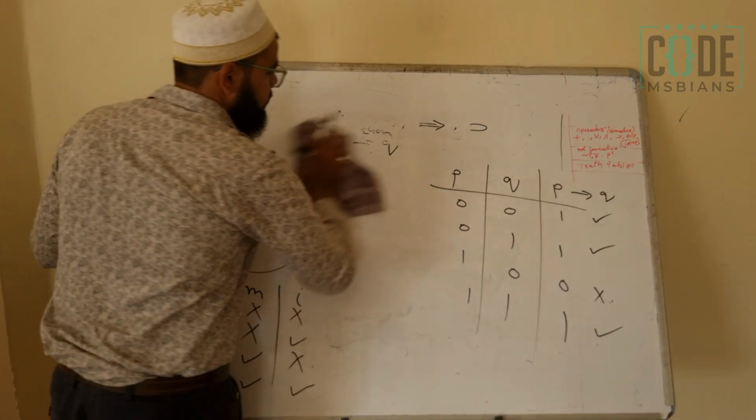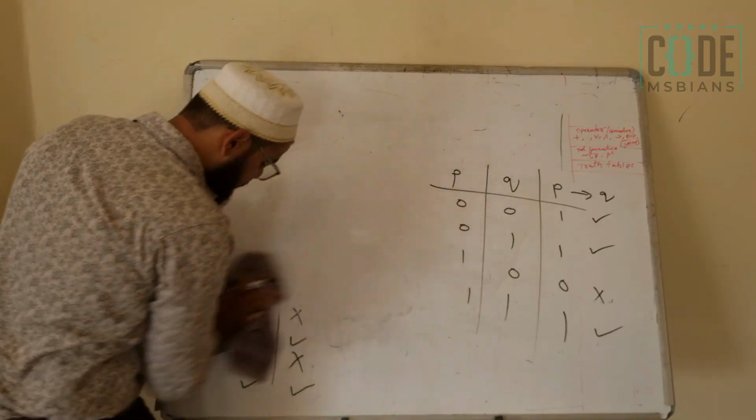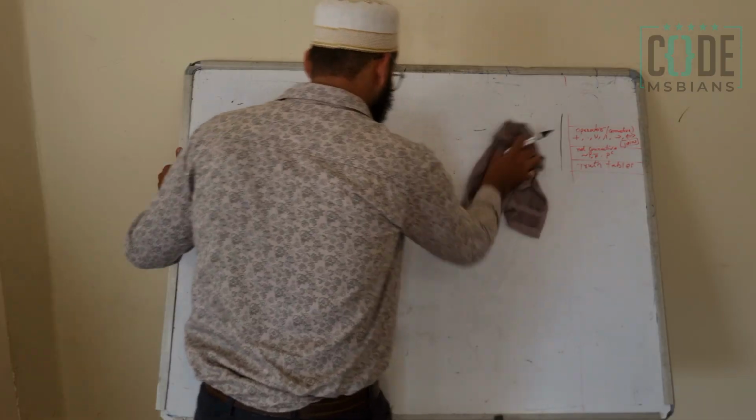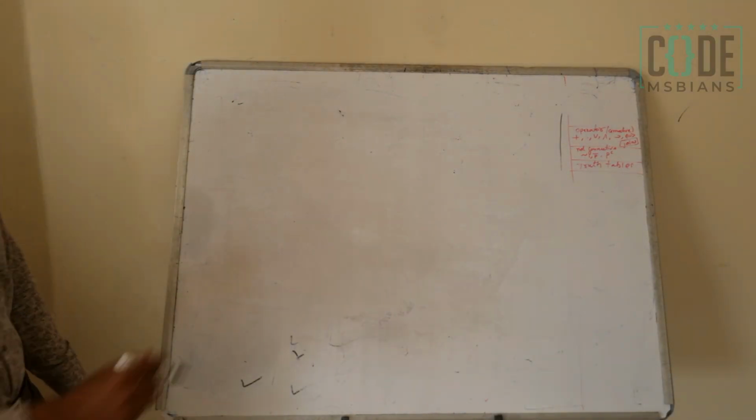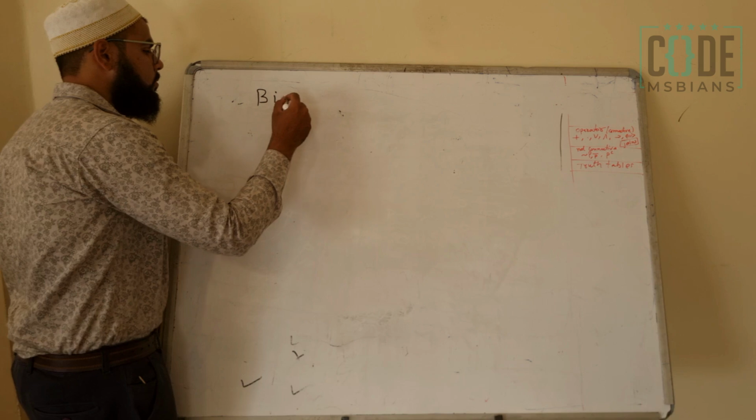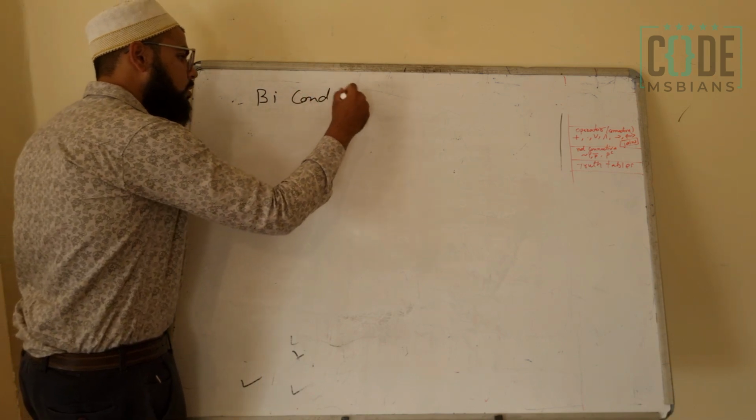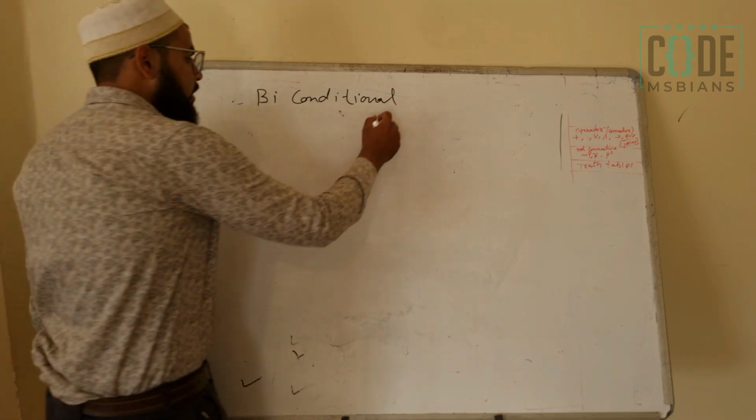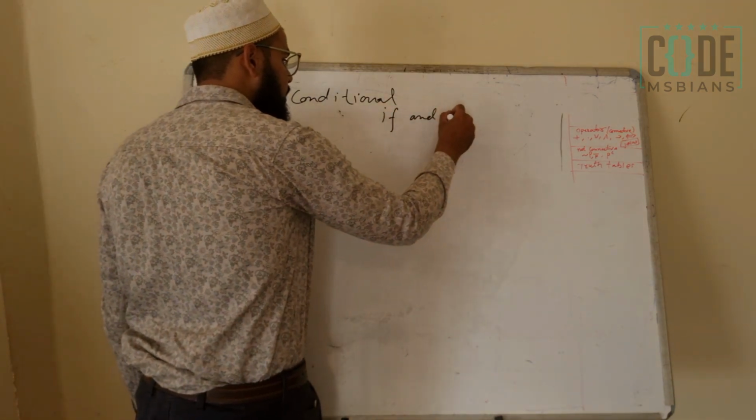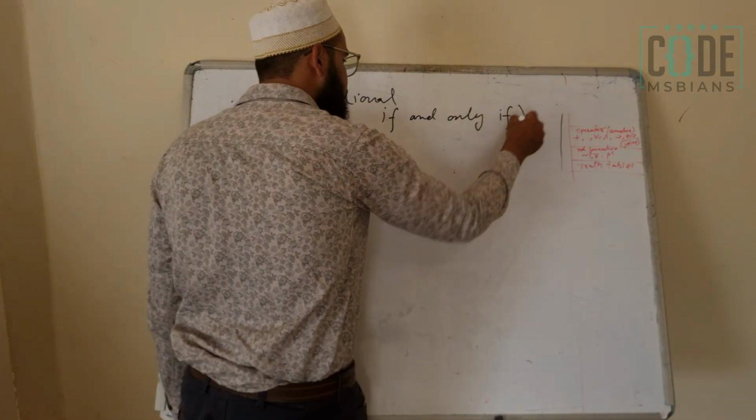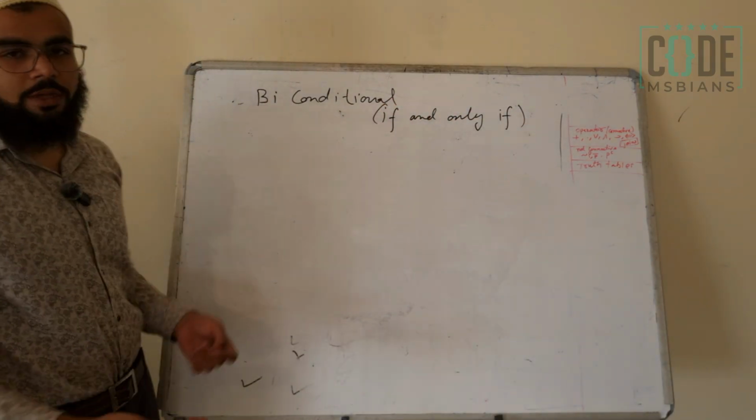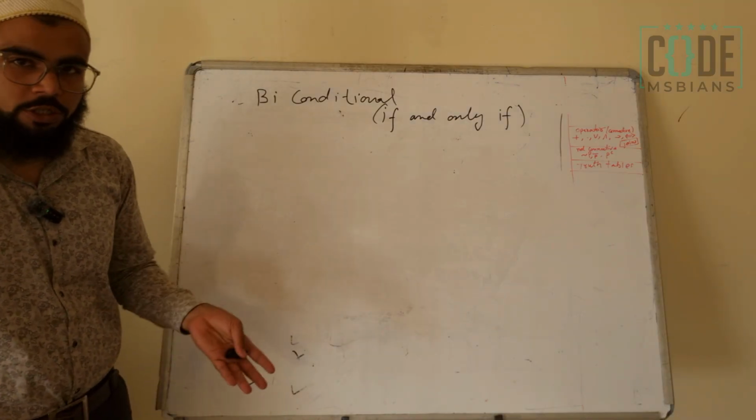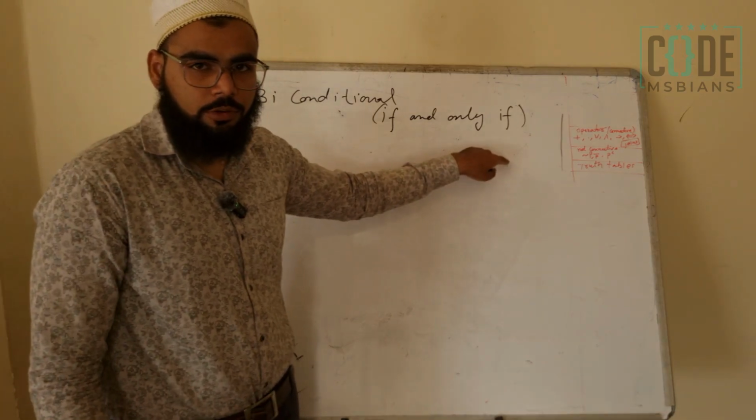After that, we are having bi-conditional. Okay. So I am writing a bi-conditional. It is also known as if and only if. Now from the symbol also we can remember, it means two-way. So when both the conditions are true or when both the conditions are false, then this is going to result in a true value.